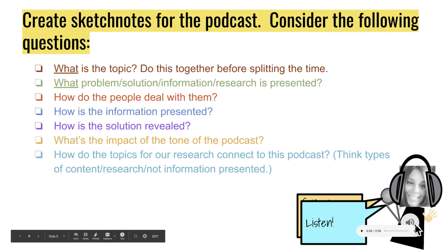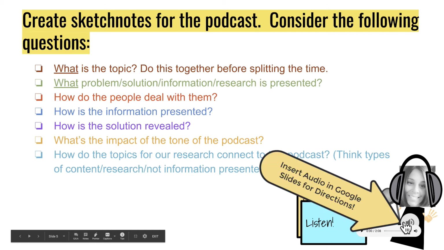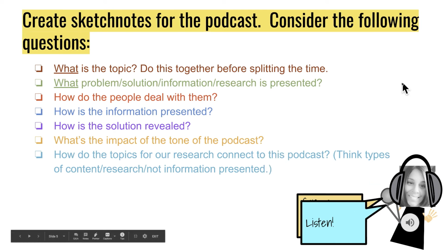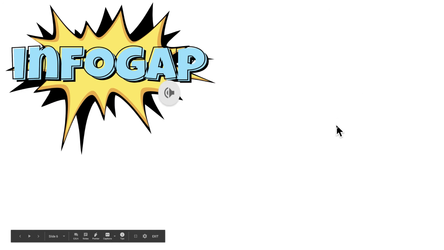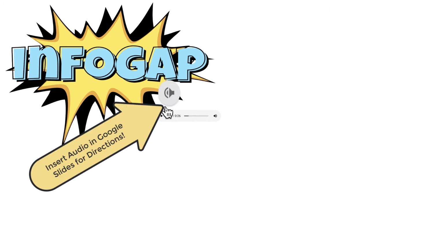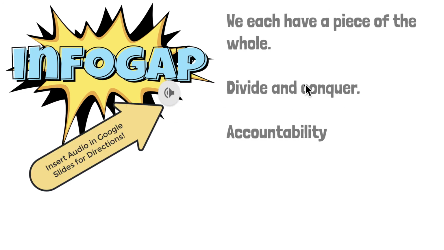So I just used the insert audio feature in Google Slides, and I just added the audio right here so that after my explanation, when somebody had a question, they could listen to me explain it again. All right, so what is an infogap? And that's what this explanation is right here.